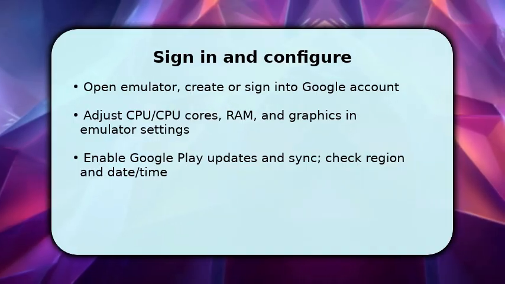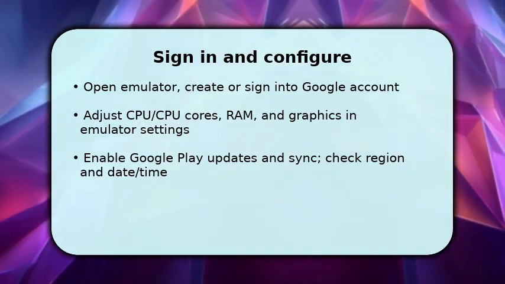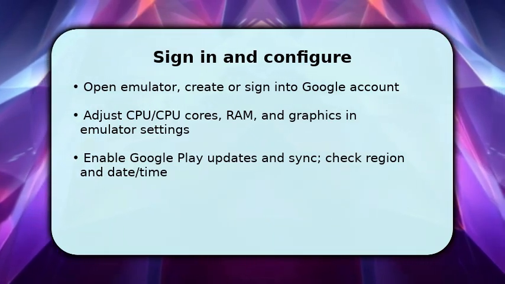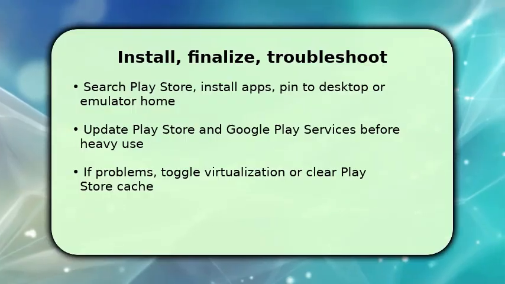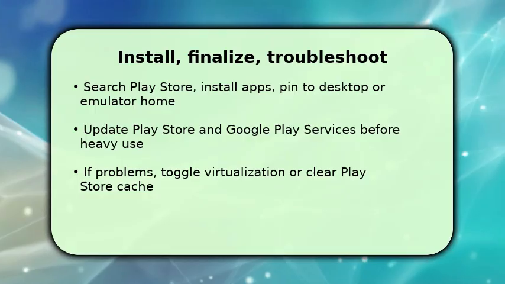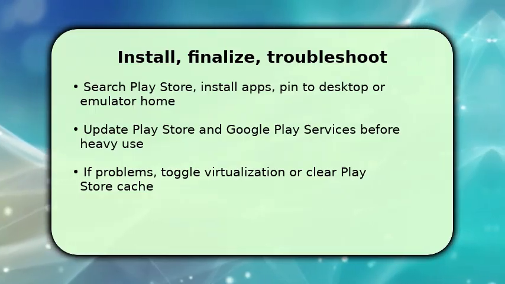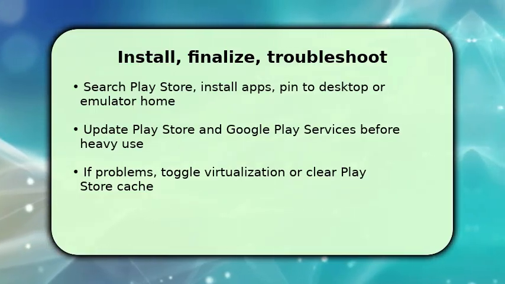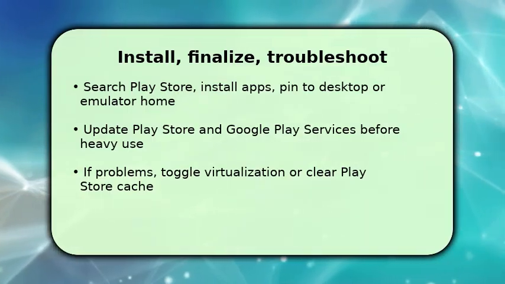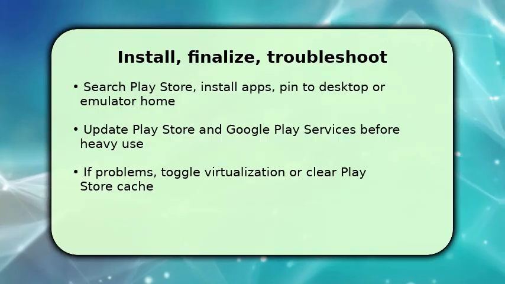After signing in, open Play Store and let it update. Syncing contacts and settings ensures apps behave like on your phone. Install apps from Play Store and drag shortcuts to your desktop or emulator toolbar for quick access. Make sure Google Play Services and the Play Store app fully update. This avoids crashes and payment errors. If an app needs storage, enable shared folders or move files via drag and drop.